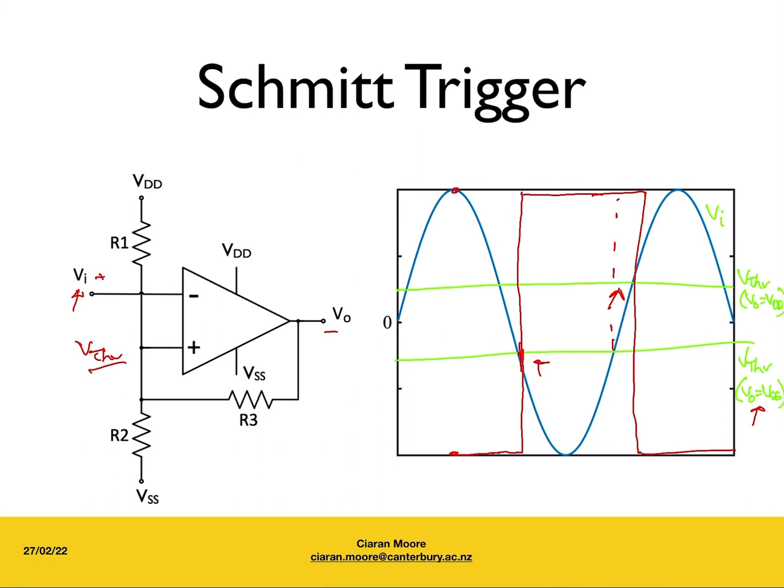The benefit of this is if we have an input that is especially noisy, especially around the 0 volt threshold, we tend to ignore all of that noise, and we will only cross once. How much noise can we ignore? Well, it's the equivalent of the difference between the two threshold voltages, VTHR high minus VTHR low.